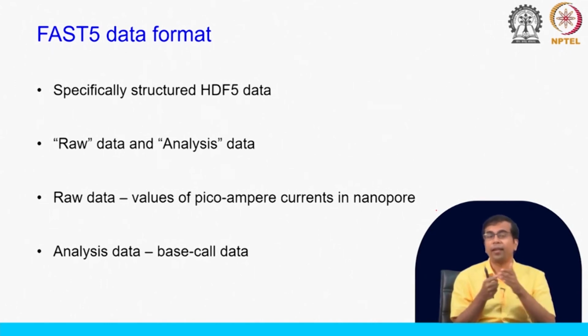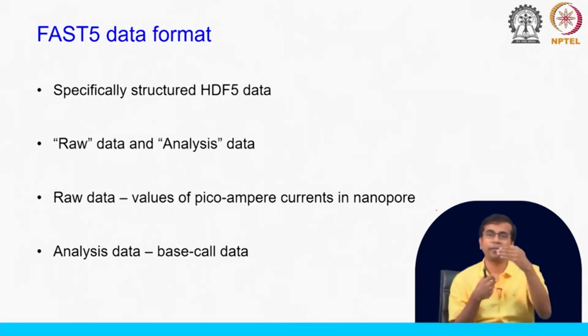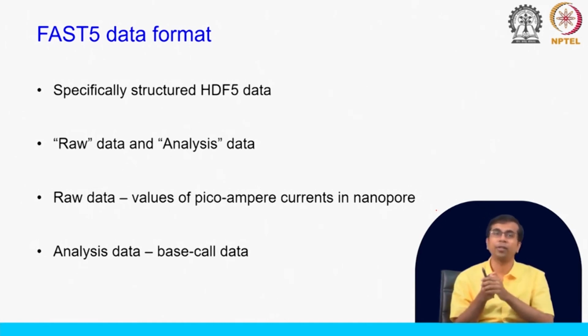Okay. And then you have the analysis data, which is the base call data. So, we apply different algorithms or the neural networks, artificial neural networks that we talked about, on the raw data to detect the base sequence, the base k-mers. So, this analysis data contains the base call data. This is something that is now standard. So, you have the raw data in there, and the base call data is also available.